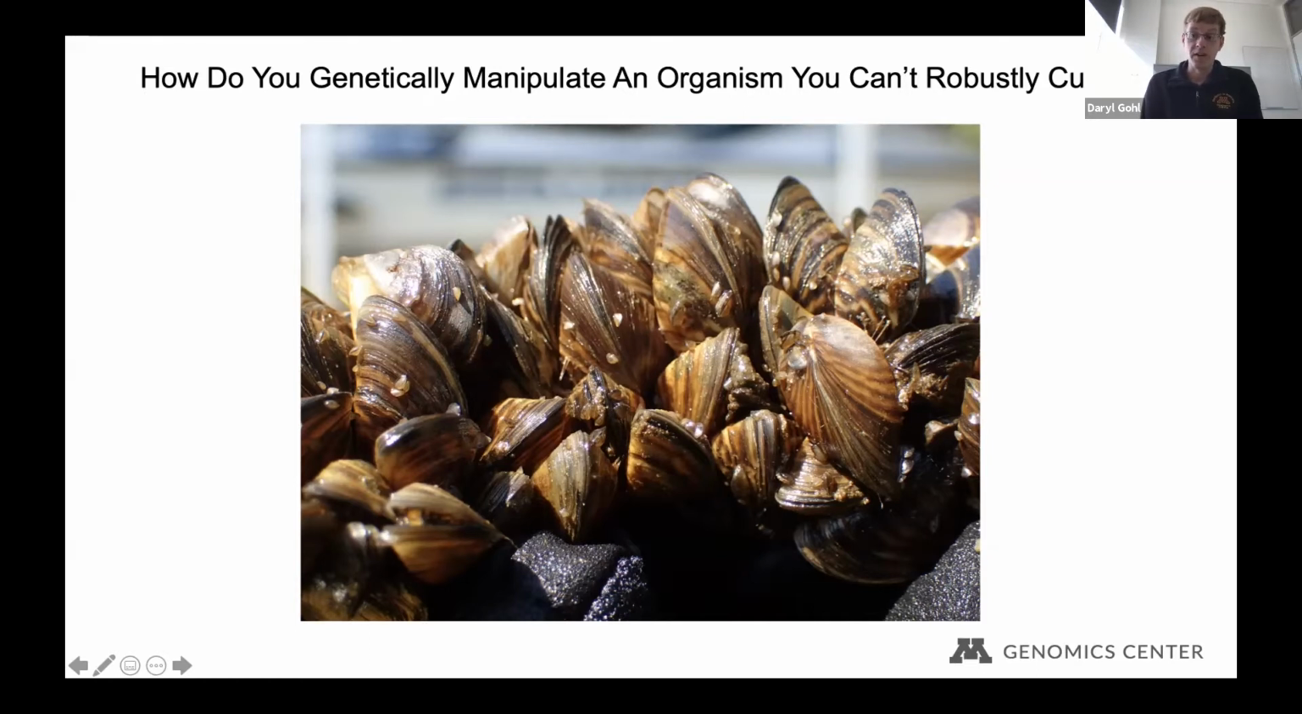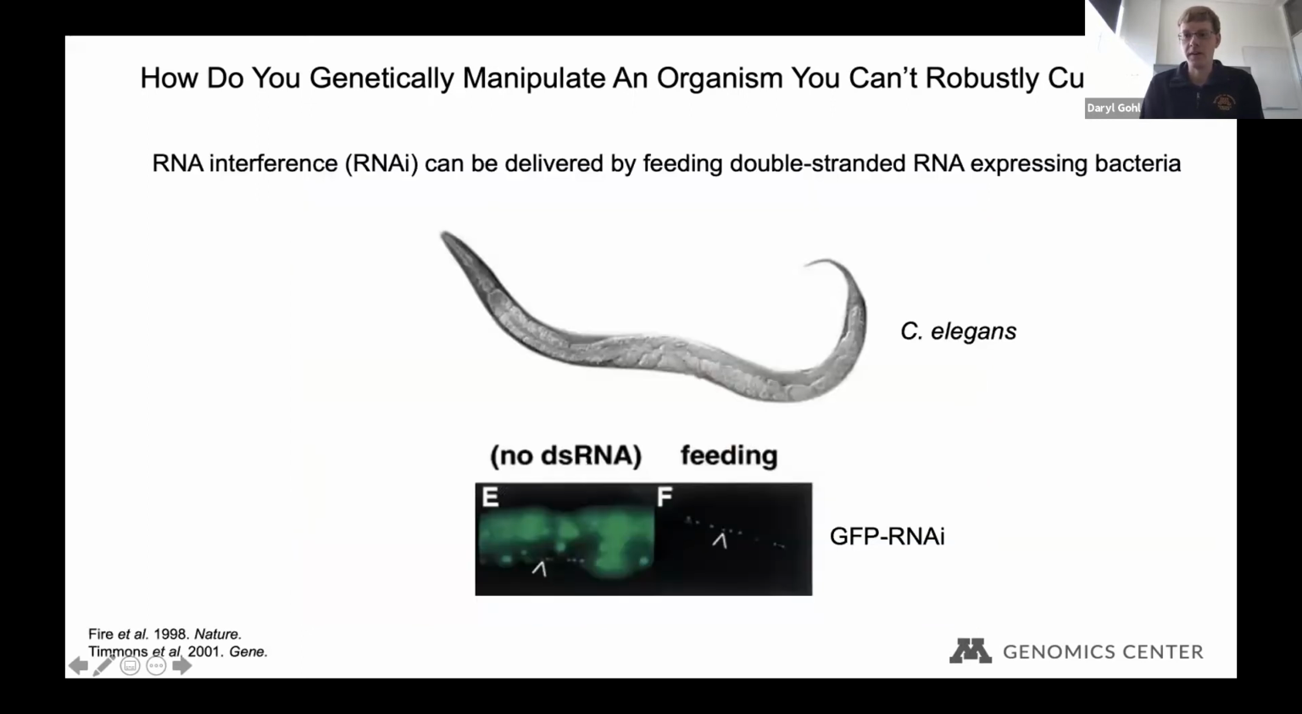There is an ongoing project by Ben Minarek from the Minnesota Zoo trying to work on this and trying to actually propagate the mussels for a longer period of time. And that might open up some other avenues for genetic manipulations in the future. But for now, we're a bit constrained in what we can actually do. So given these constraints, we turned to a technique called RNA interference.